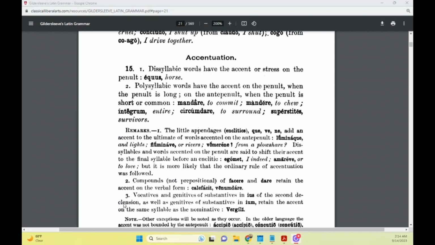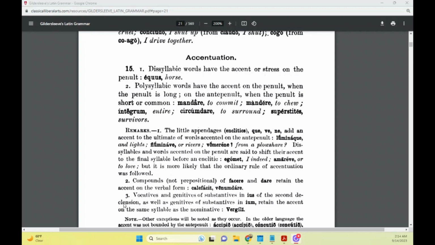As you can see on the screen here, the topic of this lesson is accentuation. In recent lessons, we learned how to divide a Latin word into syllables. And then in the last lesson, we learned how to determine the quantity of syllables, whether a syllable was long or short.